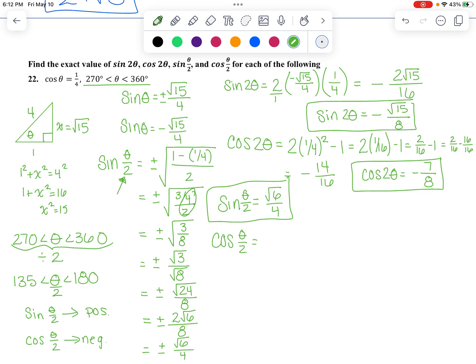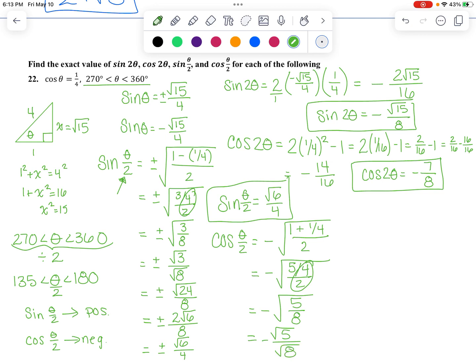Okay, cosine of theta over 2. Positive or negative, but we already know it's going to be negative, so I'm just going to be lazy and put the negative out front. And it goes 1 plus cosine of theta, all over 2. 1 is 4/4 plus 1/4 is 5/4 over 2. Multiply those, I get 5/8.